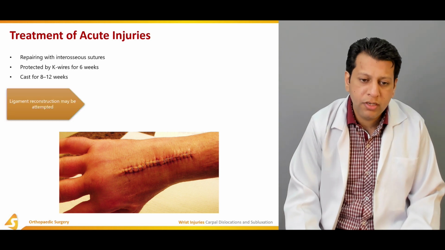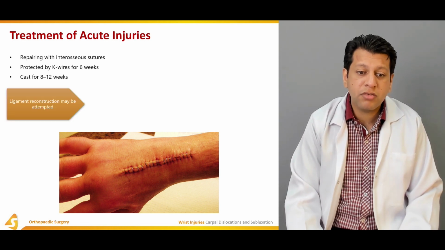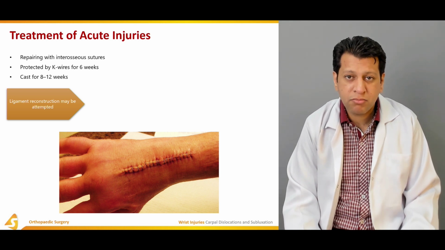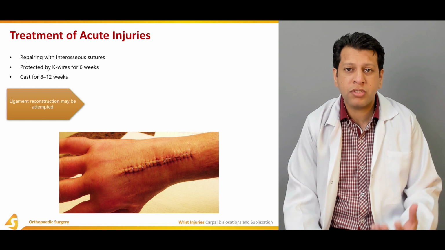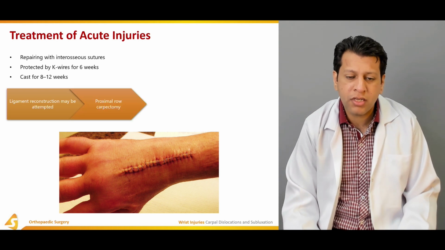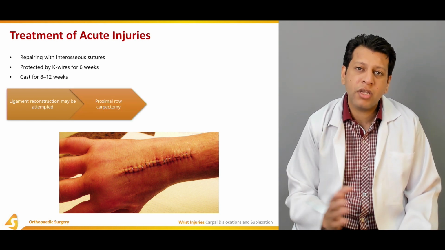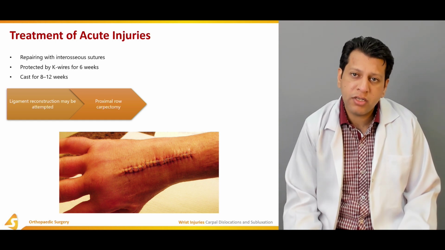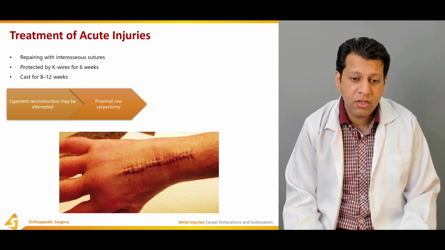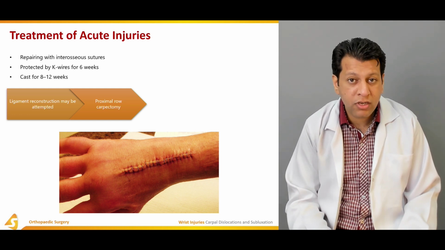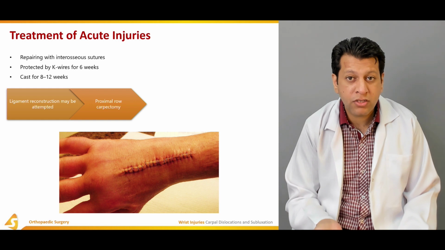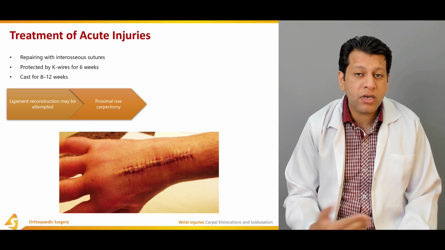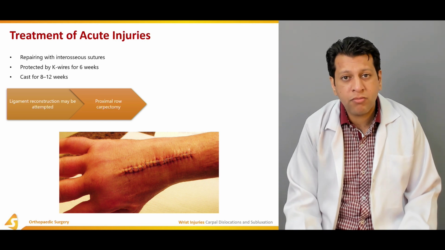Then ligamentous reconstruction may be attempted, but if it's a chronic instability, where the ligaments have been torn for quite a long time and the patient is complaining of chronic instability, then there is grading: grade 1, 2, 3 and 4. Depending on the grade of injury, different options are available. This could be simply arthroscopic reconstruction of the chronic ligament injury, or there could be other highly advanced options as well.